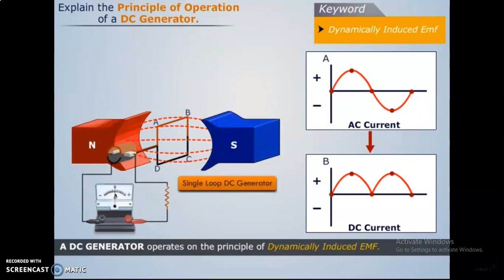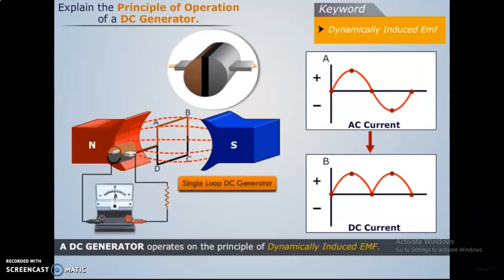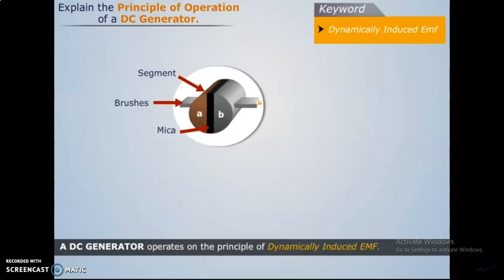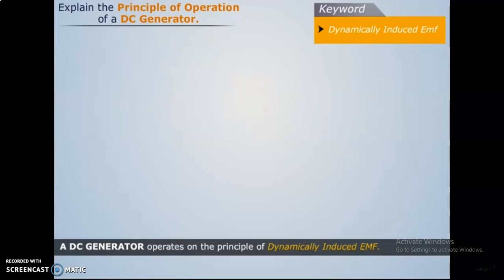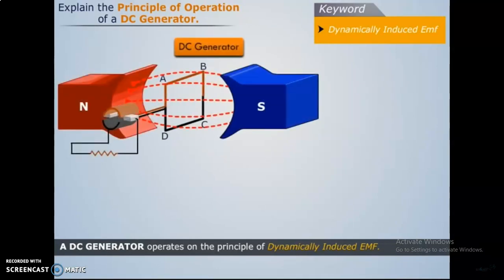The split ring is cylindrical in nature. It is hollow, and it is made of segments. Both segments are there, A as well as B. In between, the black one is mica. Both segments A and B are connected to either side of the conductor, and the conductor is connected to the brushes. There are two brushes, on the left and the right-hand side. The A segment is connected to the left side and the B segment is connected to the right side.